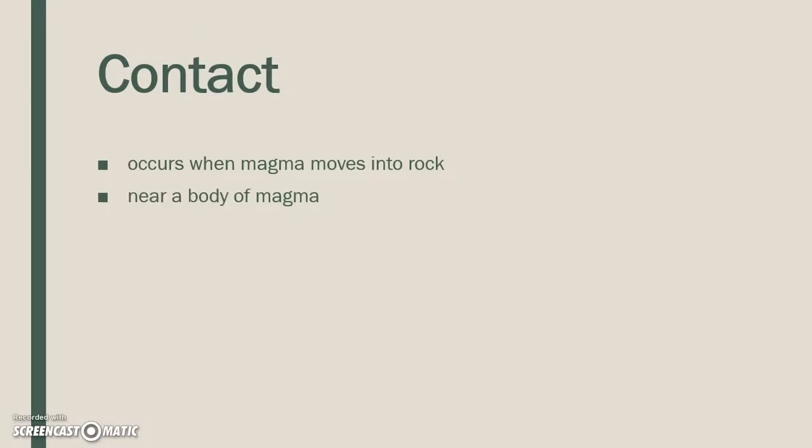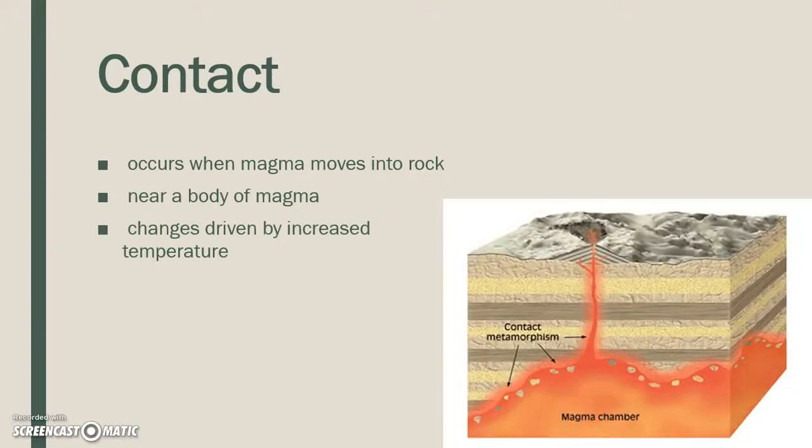There are a couple of different types of metamorphism. The first is contact metamorphism, and this is when you have magma that moves into pre-existing rock. So obviously you would need to be near a body of magma for contact metamorphism to occur. And these changes are driven by increased temperatures.